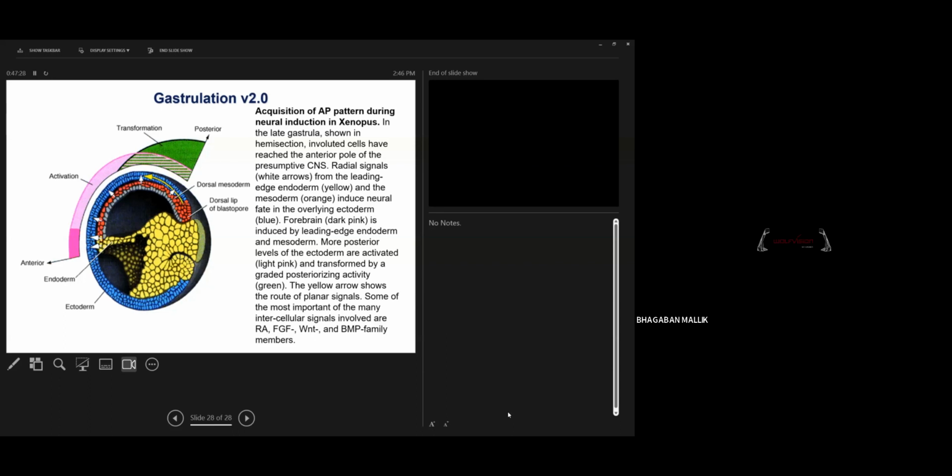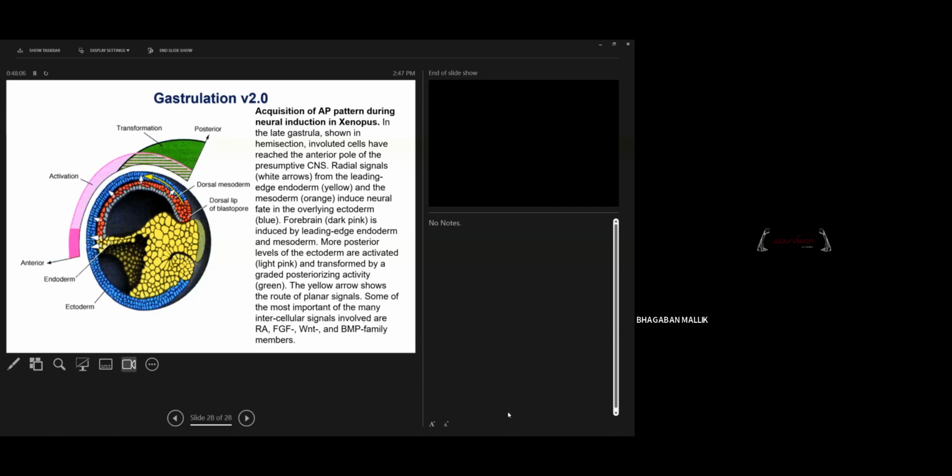And by the action of this planar signal, the Wnt or the fibroblast growth factor or retinoic acid, they transform this animal to the posterior; they develop the posterior portion of the nervous system. So the take-home message is that those are the signals that induce nervous tissue, the radial signal and the planar signal. Just remember that the radial signals are noggin, chordin, or follistatin, and the planar signals are retinoic acid, fibroblast growth factor, or Wnt signals.